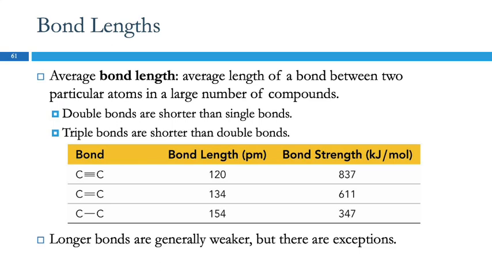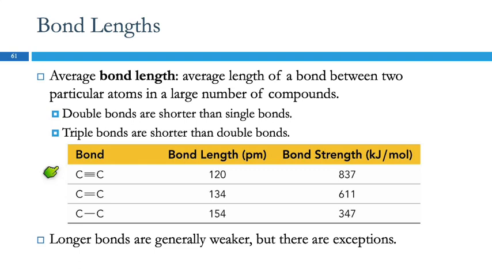Also talking about bond length. So bond length is the average length of a bond between 2 particular atoms, again, in a large number of compounds. Double bonds are shorter than single bonds. Double bonds are shorter and stronger than single bonds, and triple bonds are shorter and stronger than double bonds.